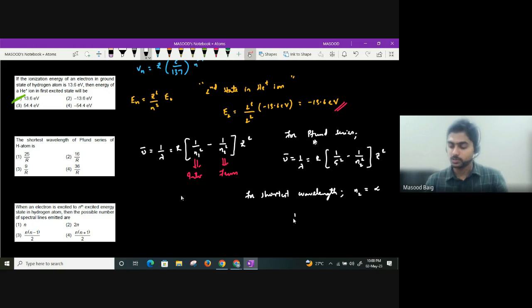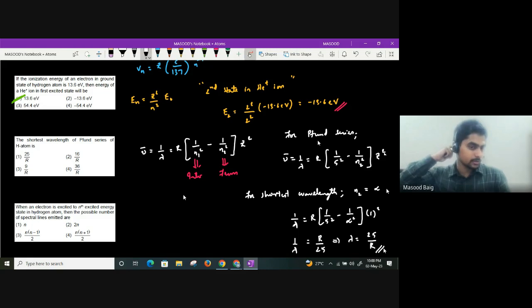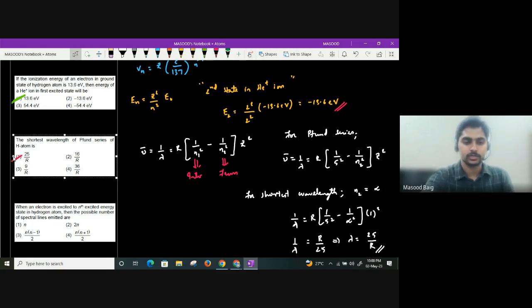So here in this situation, I will get 1 by lambda as R into 1 by 5 square minus 1 by infinity square. Hydrogen atom is given, so I can take Z as 1, guys. Anything divided by infinity would be 0 only. So I will get R divided by 25 as 1 by lambda, which implies the lambda value will be 25 divided by R. And 1 by R value will be 912 angstrom, guys. So lambda is 25 divided by R. We will do one more question.